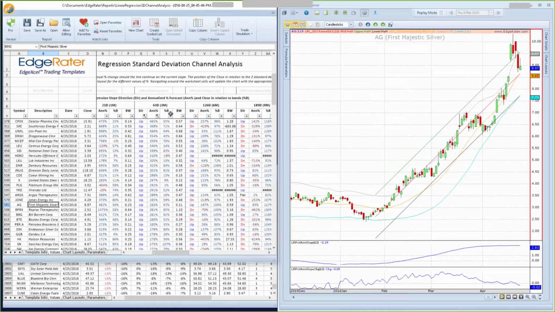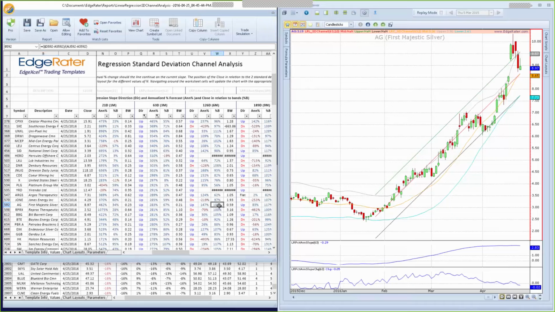That's the final column that I didn't mention. That's your %B, which is basically where price is sitting within the channel. If the %B value is 0, it means that price is at the lower channel line. If %B is 100, then it's at the upper channel line.